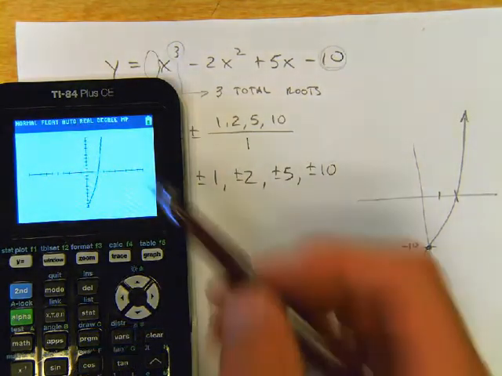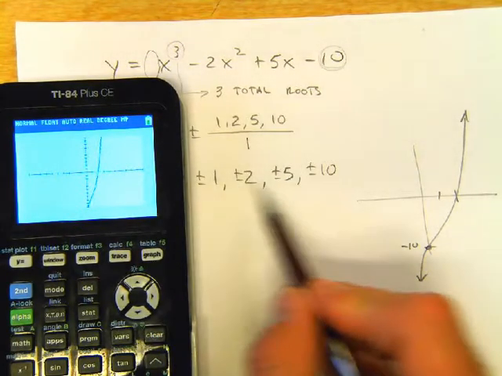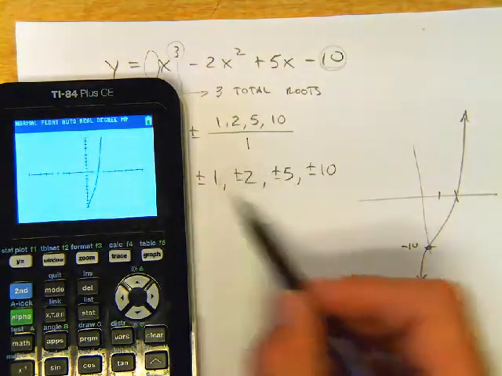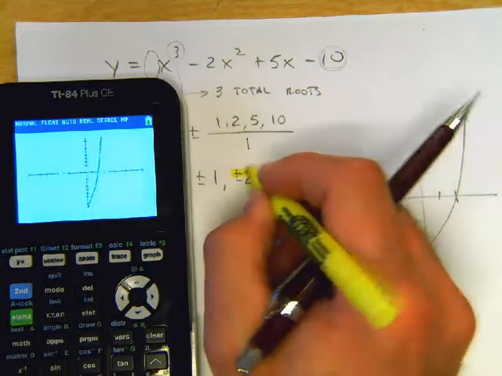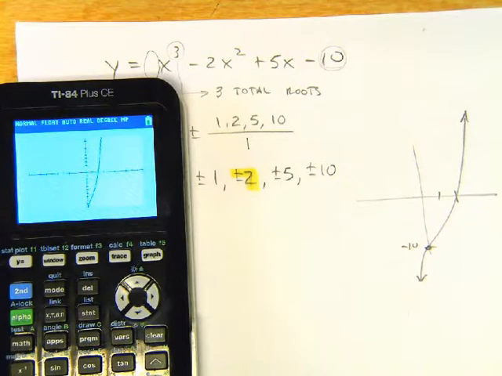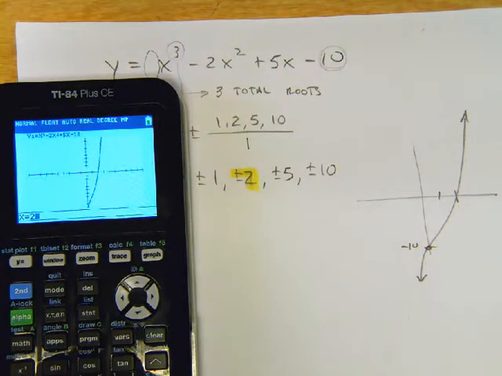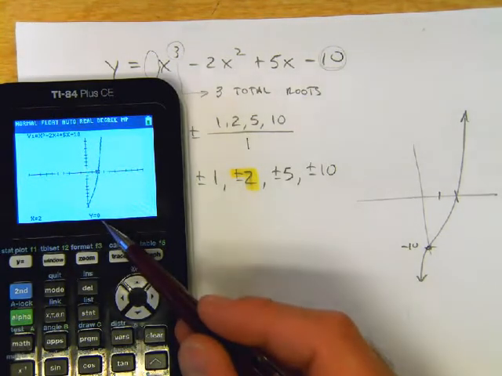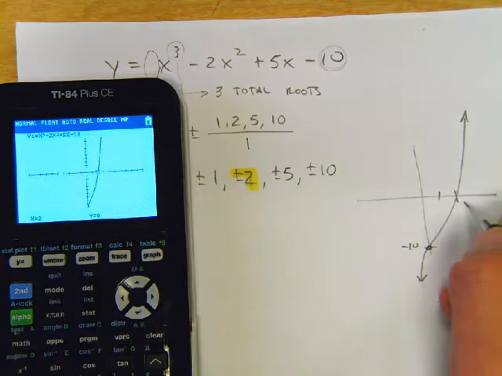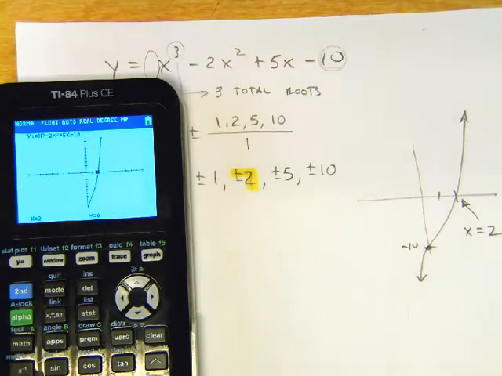Now, when you look at the graph on the calculator, does it look like it crosses one of these rational roots? Maybe it looks like it goes through positive 2. So I'm going to press the trace button, and I'm going to do 2, enter, and I'm going to see if I get y equals 0. And I do. So we know one of the roots is 2.